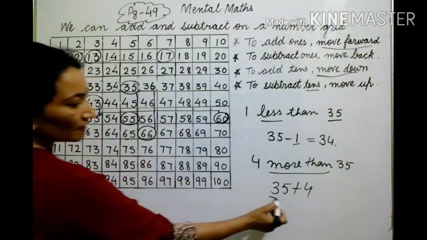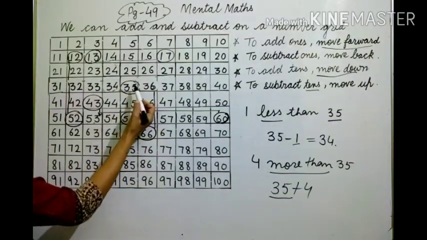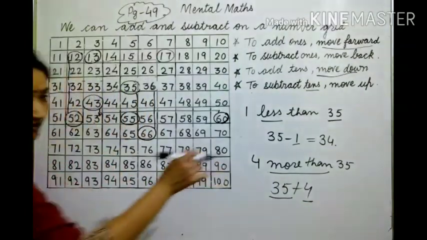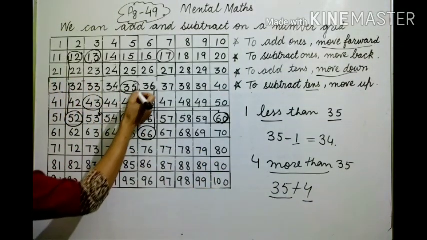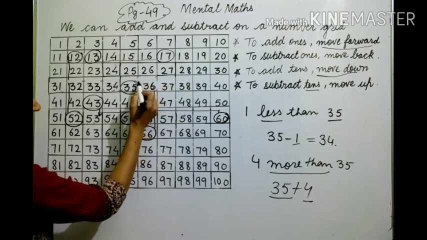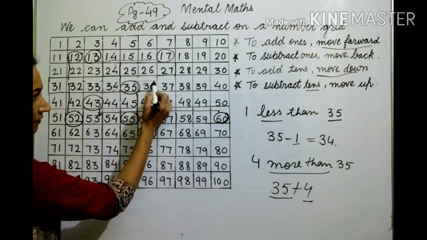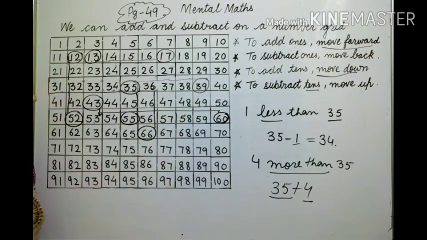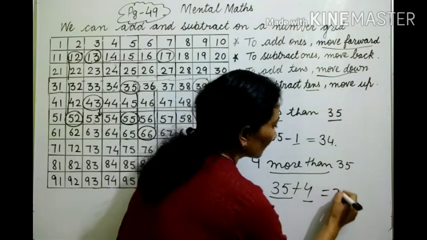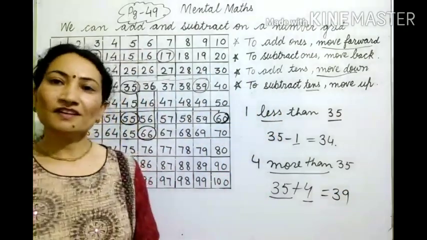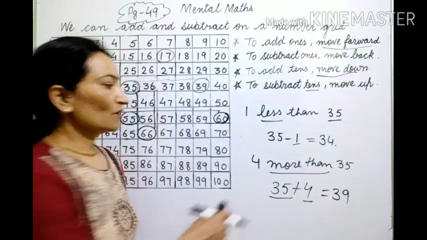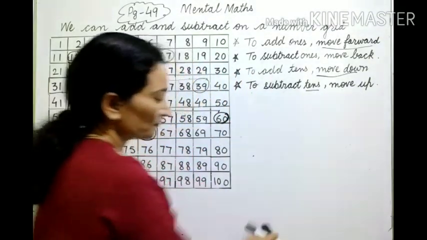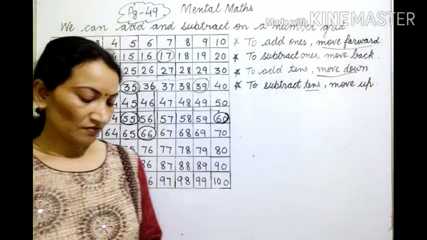So first we will see where is 35 on the number grid, and then we will move forward as we are adding 4 ones. Only a 1 digit number. So we will move forward 4 steps from 35. 1 step, 2, 3, 4. At the 4th step, what number do we get? 39. So the answer is 39. In this way, we do our mental maths using this concept of number grid. Hope you understand today's concept.